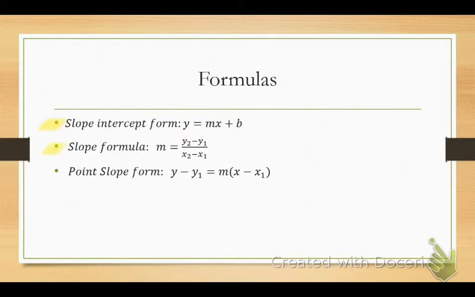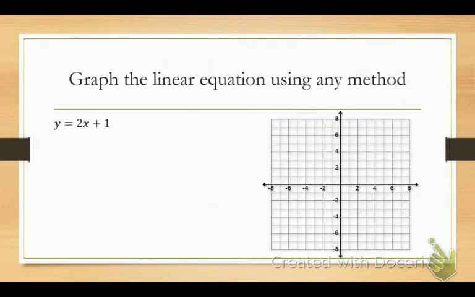Now my slope formula with ordered pairs, let's say it together. M equals y2 minus y1 over x2 minus x1. All right, so those are my formulas. This is how your quiz and your tests are going to be worded: graph the linear equation. We know that there's more than one way to do that.